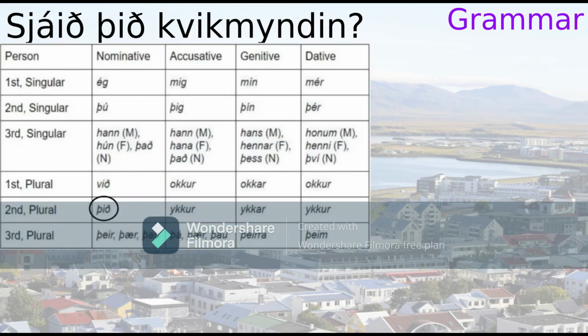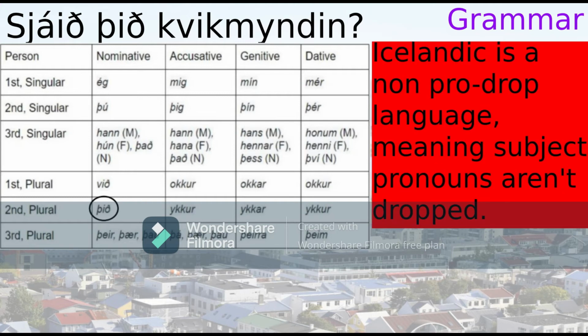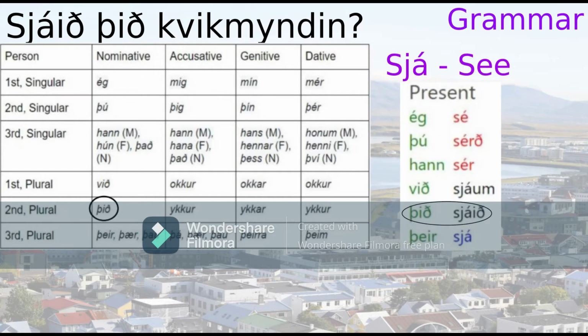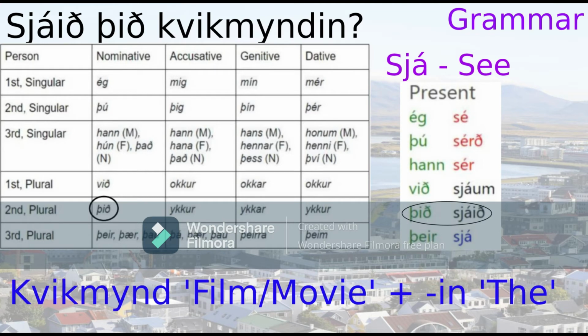This pronoun, þið, is the second person plural personal pronoun. Icelandic is a non-pro-drop language, like English, meaning subject pronouns cannot be dropped. Next we see Sjá, meaning to see, in the second person plural. Then we have this word, kvikmynd, meaning film or movie, with the suffix meaning the, which acts as a definite article.